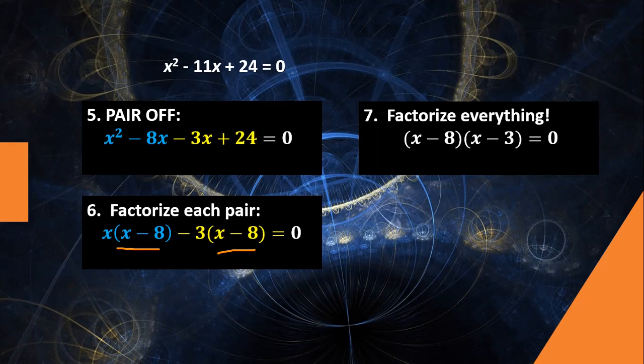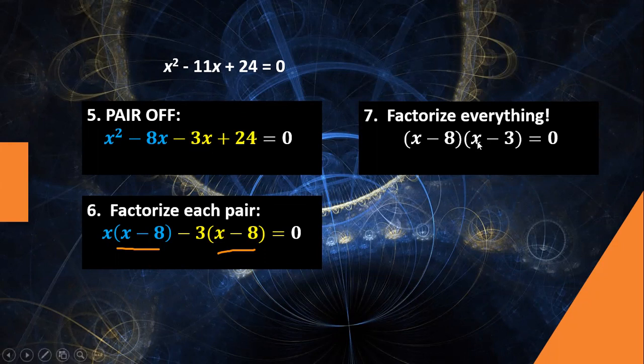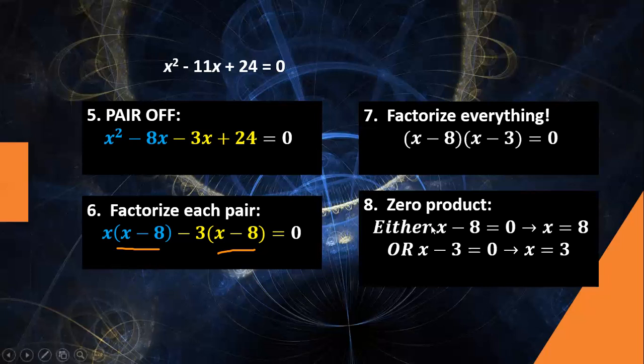Hey guys, awesome. Let's look at this here. When we factorize everything, you get x minus 8 into x minus 3 is equal to 0. Then we look at the zero product. What does the zero product mean? It means if x minus 8 multiplied by x minus 3 is going to be equal to 0, then either x minus 8 is equal to 0 or x minus 3 is equal to 0. One of the two, or both.